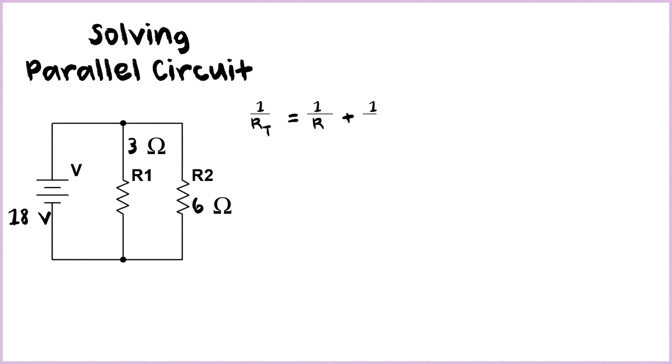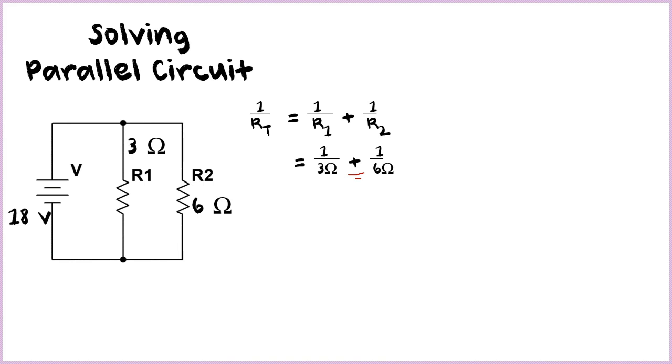We are going to use the formula 1 over RT, which is equal to 1 over R1 plus 1 over R sub 2. Replacing R1 and R2, we get 1/3 plus 1/6. So solving this kind of equation, it's just solving a basic fraction with different denominators. Mostly in our circuits, we will be only concerned with addition.